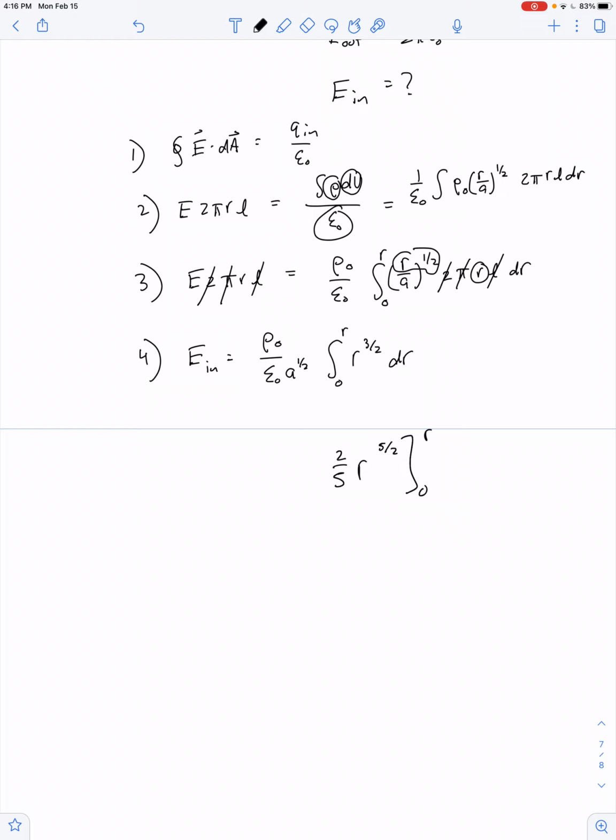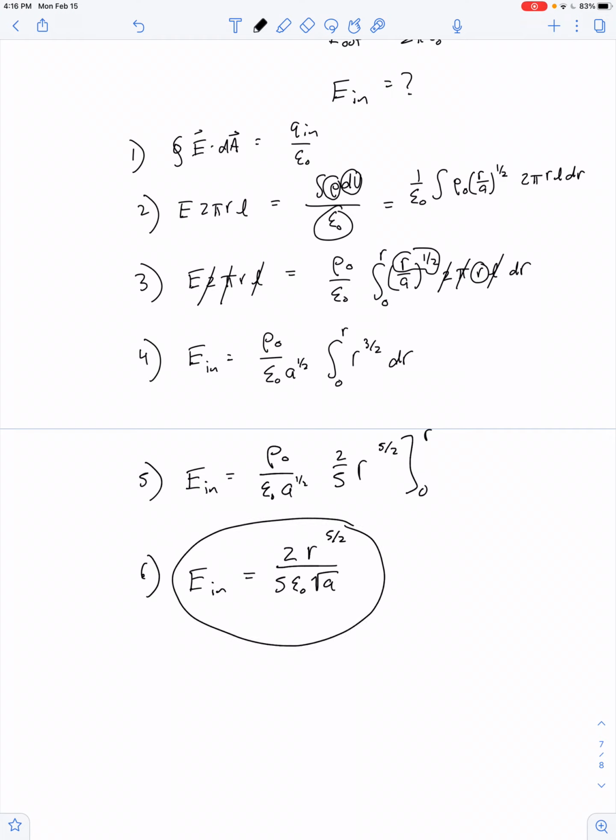So E in is equal to rho naught over epsilon naught a to the 1/2 power times 2/5 r to the 5/2 power. Let's tidy that up a little bit. And that looks good enough to me. Okay, well there we have it. One more example problem to go.